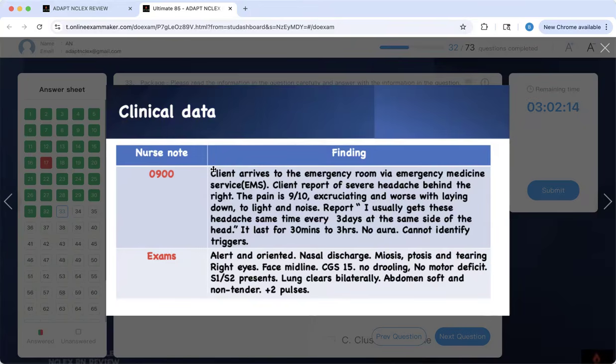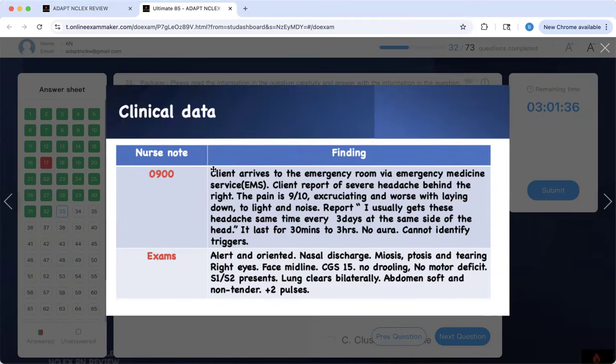That's the key. It happens every day, same time, same day, behind my right eye, and it lasts the same time. But there's no trigger. I don't feel anything before it comes. That's the keyword you can use to distinguish the rest. What is the problem? It's alert-oriented. Nasal discharge, miosis, ptosis, mostly the eyes, and the eye is tearing. That means any headache located just to the eye is the keyword. You have to know the difference between headaches and how you can distinguish between them. If you need it, check Adaptation, because I have a video for that.